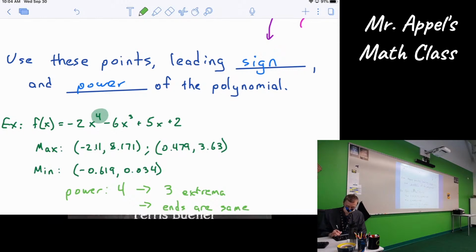We know this is either going to go up and up on both ends or down and down on both ends, except those are just parabolas, so let's be a little more accurate in our sketch here. It's going to be up and maybe do like a W. And so we have 1, 2, 3 turns, or start down and be more of an M. 1, 2, 3 turns. Right, whatever the power is, 1 less than that is the maximum number of extrema. I say maximum, it could be less.